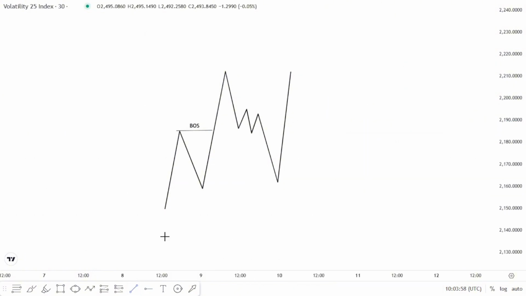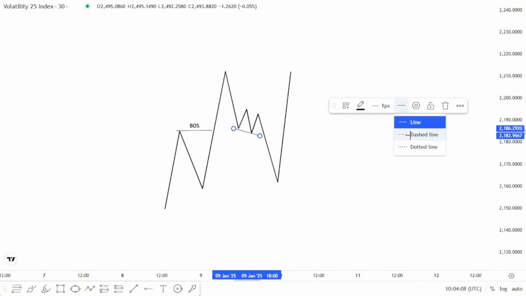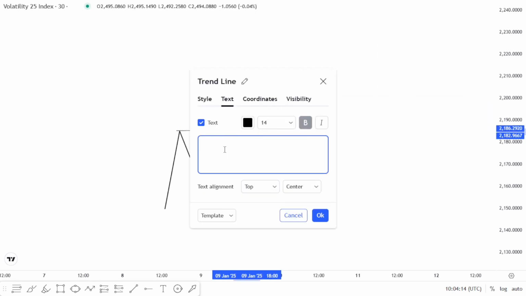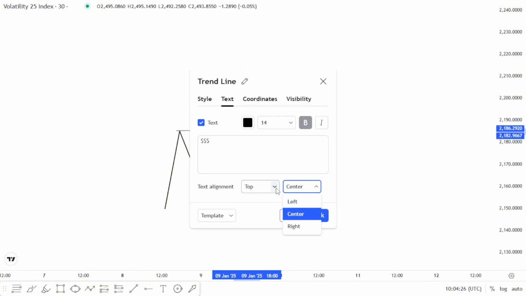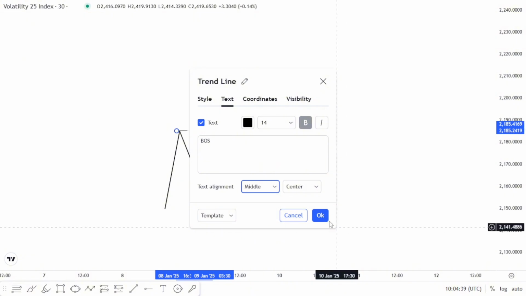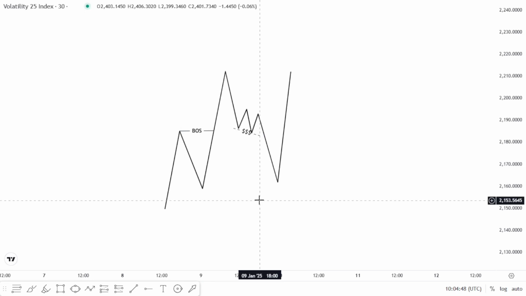So right here we have liquidity, which is right there. I'm going to use dashed lines, the dotted lines, and we have a structural liquidity. So, break of structure, which is this, and the structural liquidity.